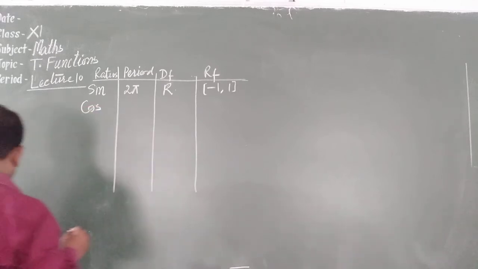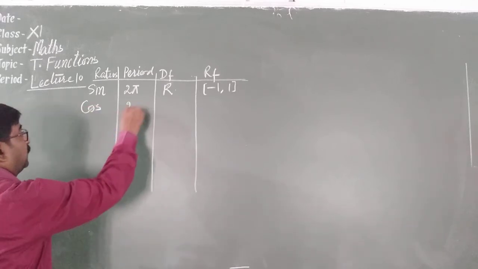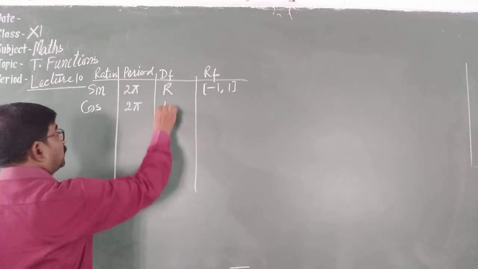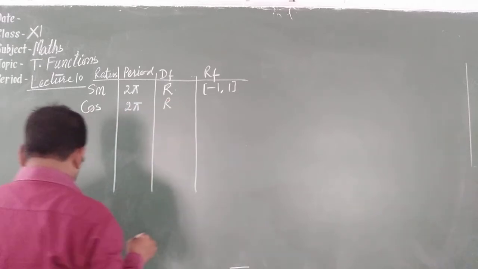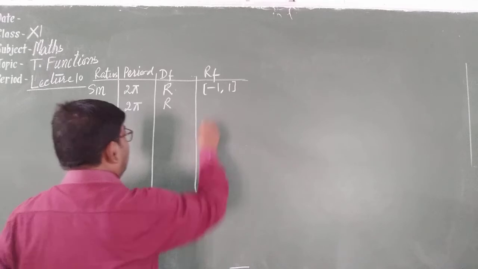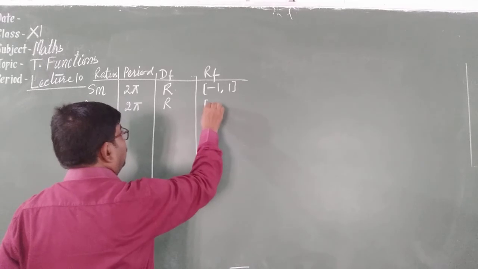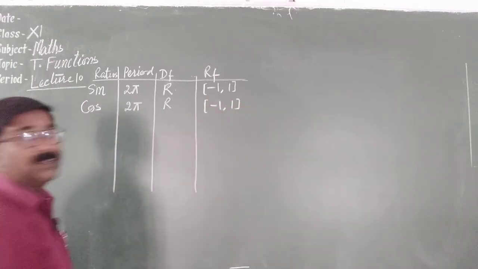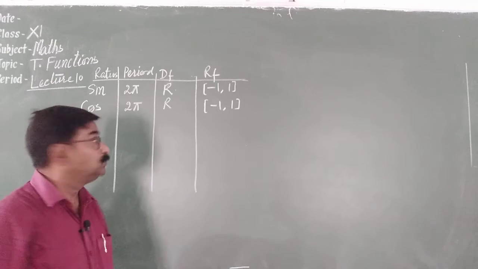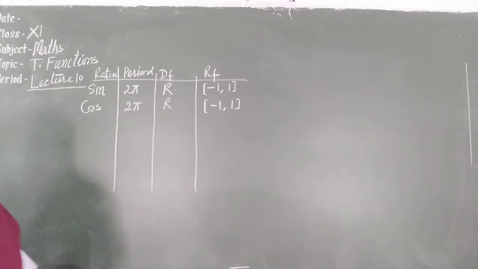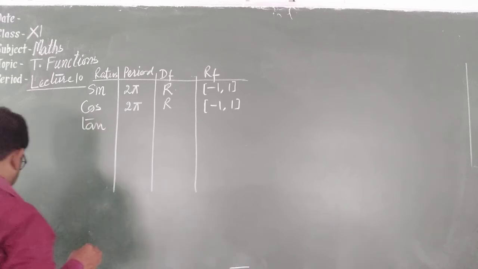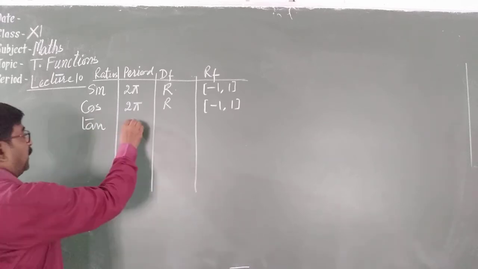Next, the ratio cos. Again its period is 2 pi. The domain of the function is all real and again its range is -1 to +1. It is to be memorized. Now let's see tan. Its period is pi.